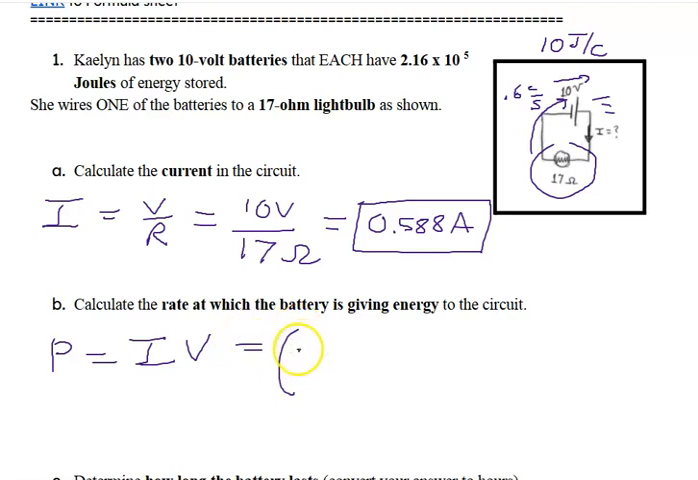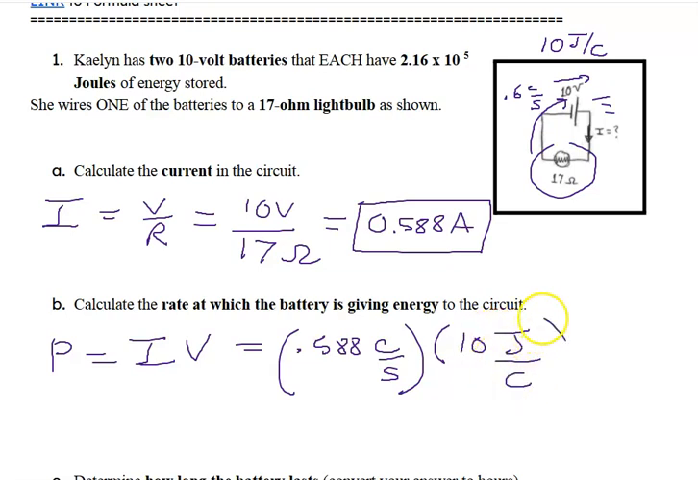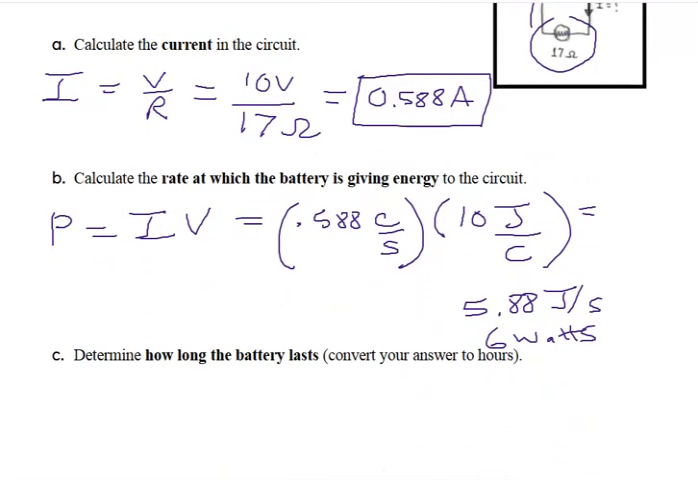Okay, so the formula for power is I times V. Because, again, if we look at the units, we have 0.588 coulombs per second. That's how quickly people are trick-or-treating, and the house is giving away 10 joules of energy for every trick-or-treater. So if you multiply these two together, you get 5.88 joules per second, or about 6 watts. Yay. That's how quickly the battery's giving away energy, and because energy is conserved, that's how quickly the light bulb is turning that into light.